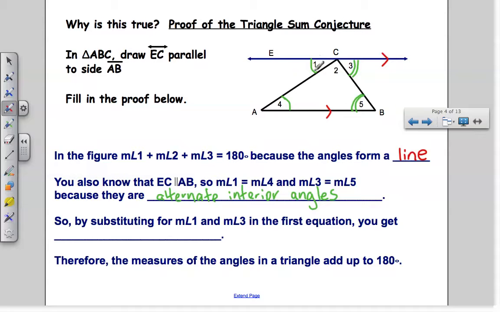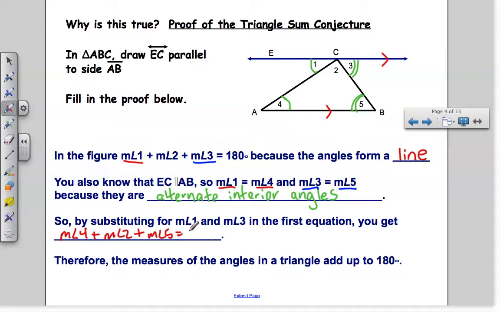Remember how we had 1, 2, and 3 adding to 180 because they were on a line? Well, I knew that measure of angle 1 and measure of angle 4 were the same. So instead of angle 1, I'm going to put measure of angle 4 here. I'm going to keep measure of angle 2 because that actually is an angle in the triangle. And now measure of angle 3 was the same as measure of angle 5, again alternate interiors. So instead of angle 3 here, I'm going to put measure of angle 5.